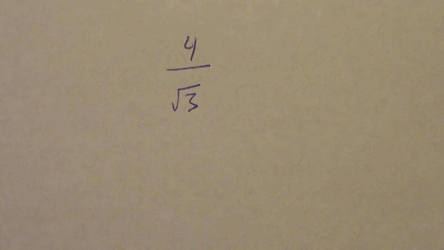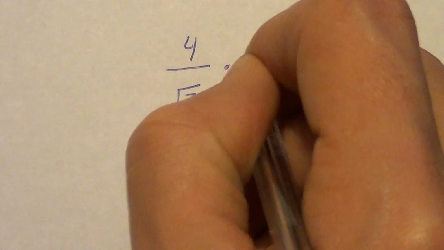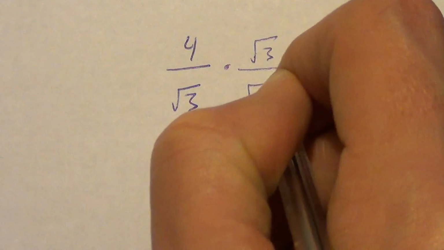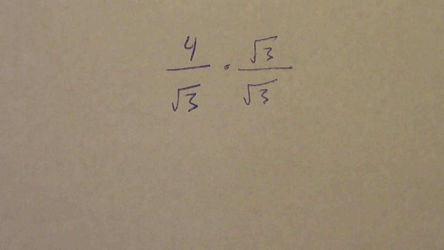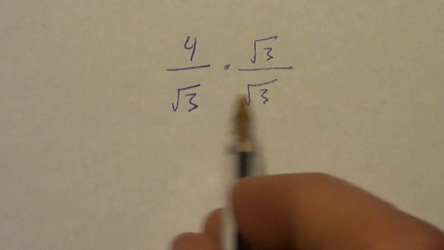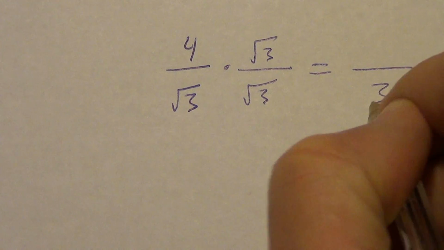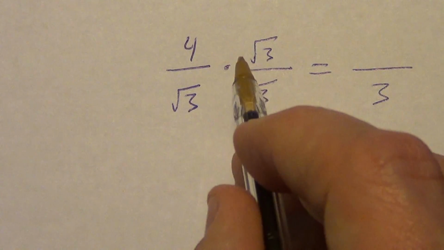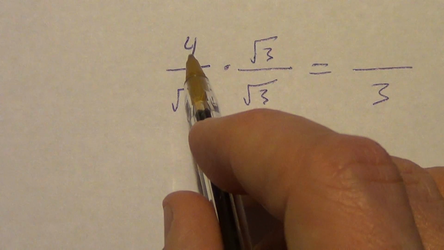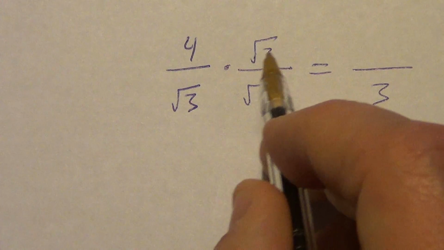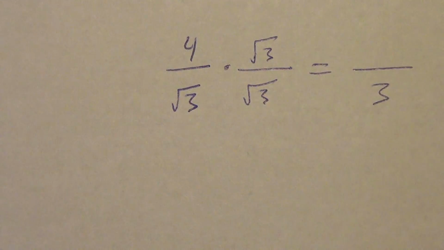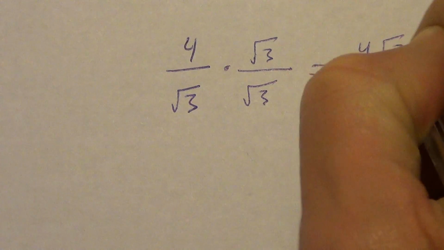We have 4 over root 3. Okay, we do not want the root in the denominator. So we multiply the top and bottom by the same thing. In this case, root 3 over root 3, because root 3 times root 3 will give me root 9, but I know that the square root of 9 is 3. And 4 times root 3, the 4 is outside, there's no root over it, the 3 is inside a root, so we can't multiply 4 and 3 together to get 12, we just write 4 root 3.